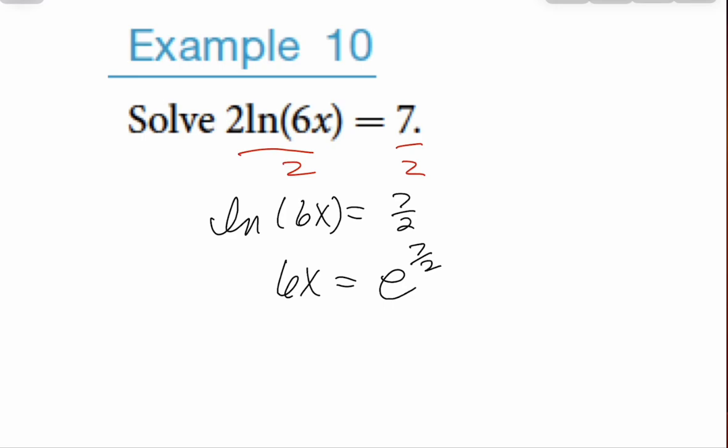Now, e to the 7 over 2 is just a key number of some sort. I have no idea what it is. I could probably guesstimate. It's somewhere probably close to 30. I don't know, but who cares? It's just a number.